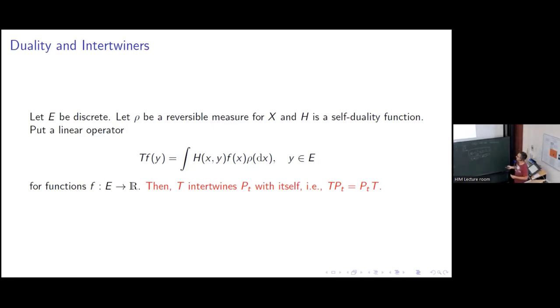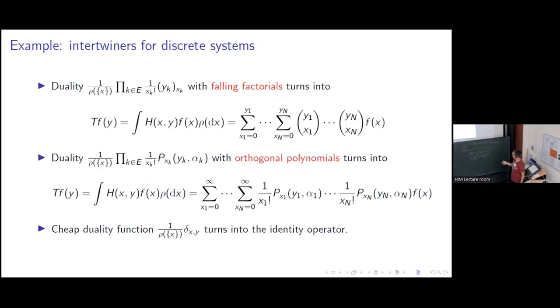Okay, so what we see here, if we are in the discrete, have a duality function, then we can lift it to an operator that commutes with PT. And that is also one main ingredient for our generalized theory. Let's do some examples. So for example, that duality function here, in terms of falling factorials, if I compute that operator, so that's just the definition, and then I put it in, then it looks like that here. It's just a straightforward computation.